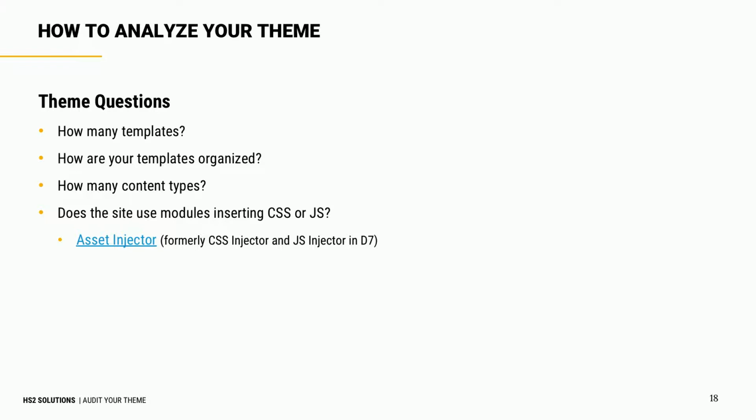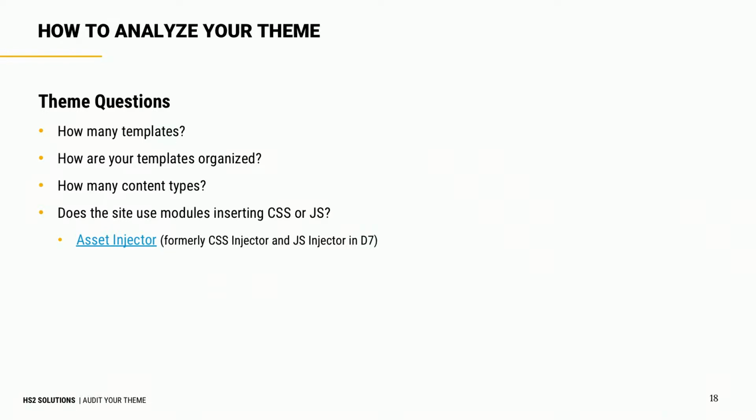How many content types? Again, you're exploring the complexity of your site. Are there a million of them? Is there just one that's used with many variations? And the last one can be a tricky one. I highly suggest looking in the modules and seeing if there's a module that's inserting CSS or JS. Has anybody had a site where you're like, how is this page being styled? What is going on? It may have been CSS Injector or JS Injector, or now in D8, the Asset Injector.